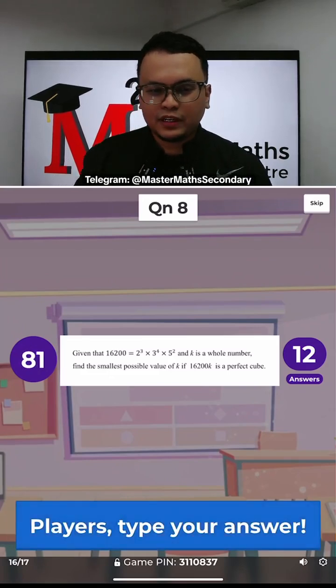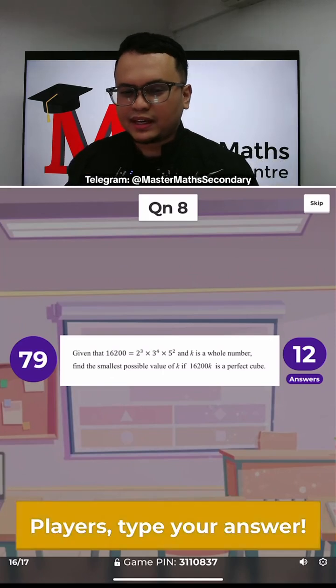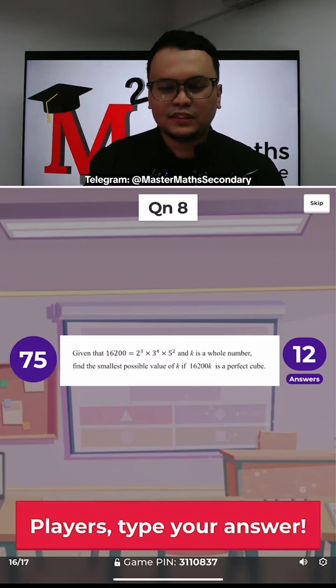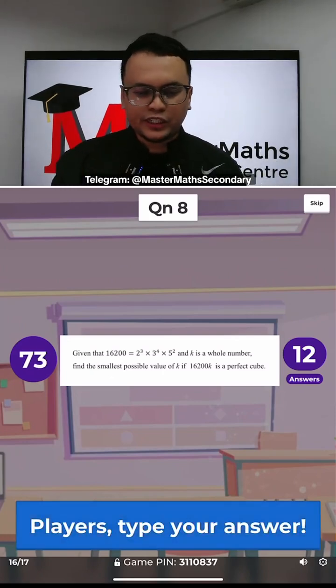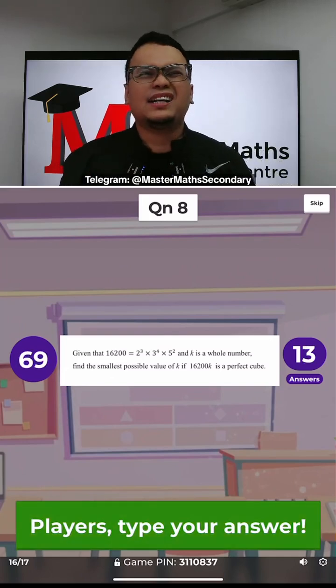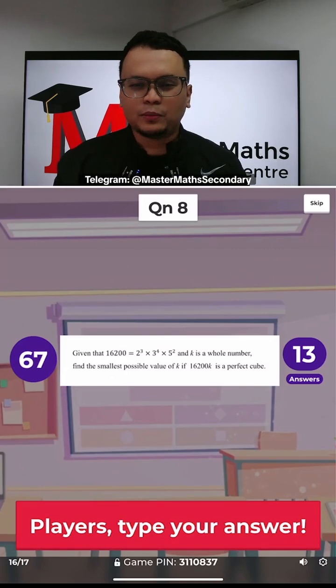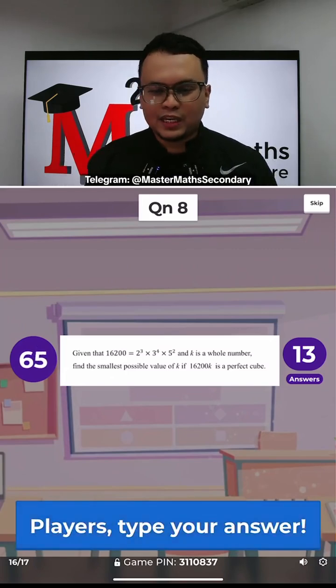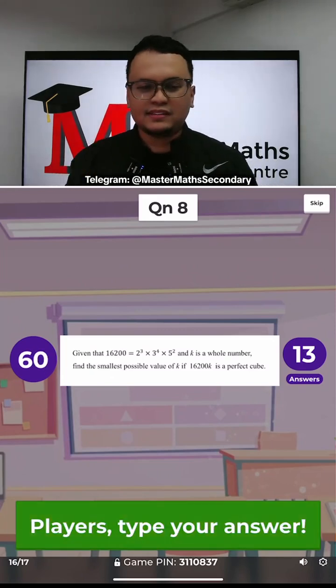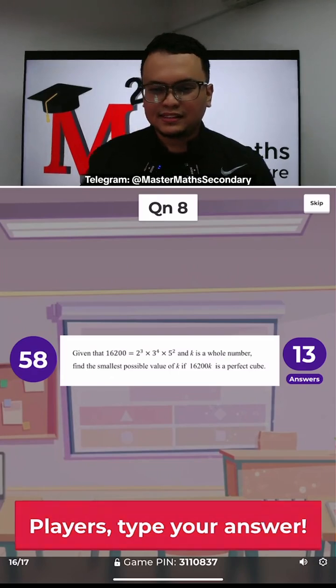Okay, you still have another 1 minute and 20 seconds. If you joined us from the second question, you would understand what a number needs to be a perfect cube. I think from there you'll be able to figure out what k is. Okay, 1 more minute, guys.